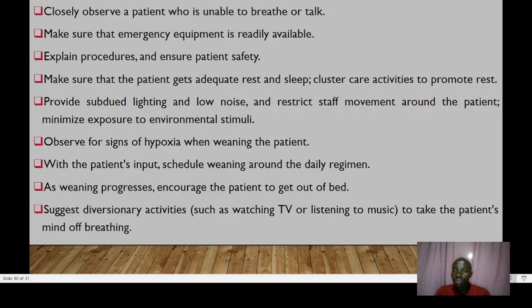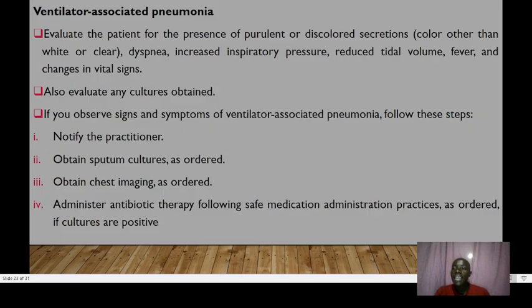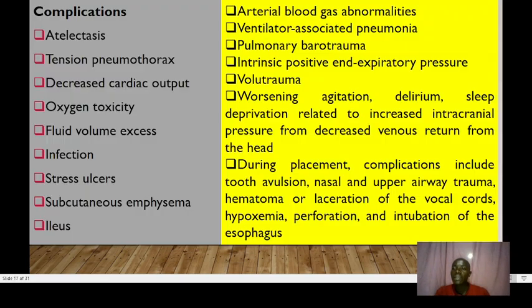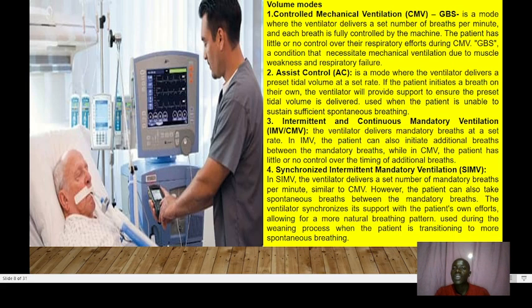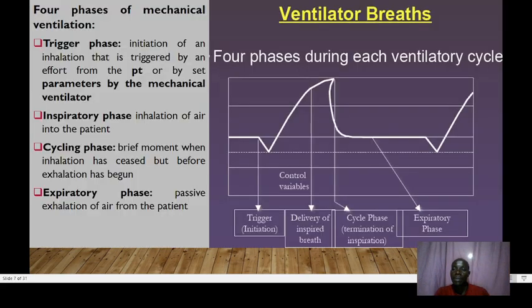So guys, those are the different types of vents, and those are different types of complications that come up as a result of mechanical ventilation. So remember, mechanical ventilation has four phases. We have the trigger phase, inspiratory phase, cycling phase, and expiratory phase. We normally abbreviate it as what? TICE. Okay?